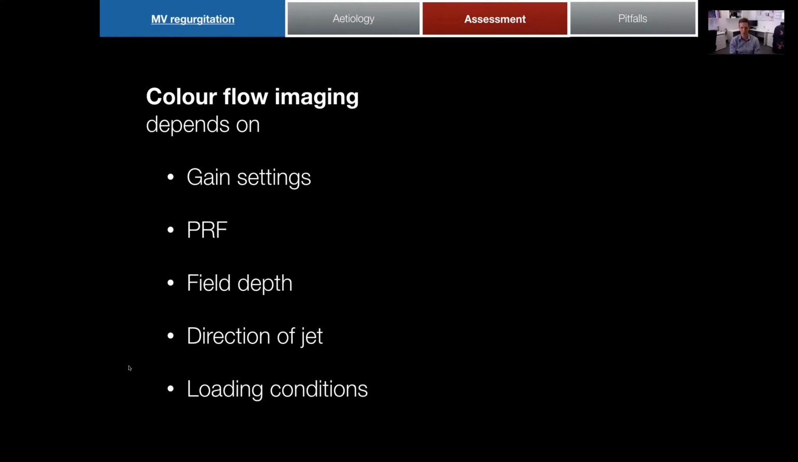Last thing to say about color flow, and with many of the other parameters for mitral regurg, is that they are load dependent. So if you have someone who's fluid overloaded, you can overestimate the severity of the MR compared with when they're at a standard euvolemic resting state.